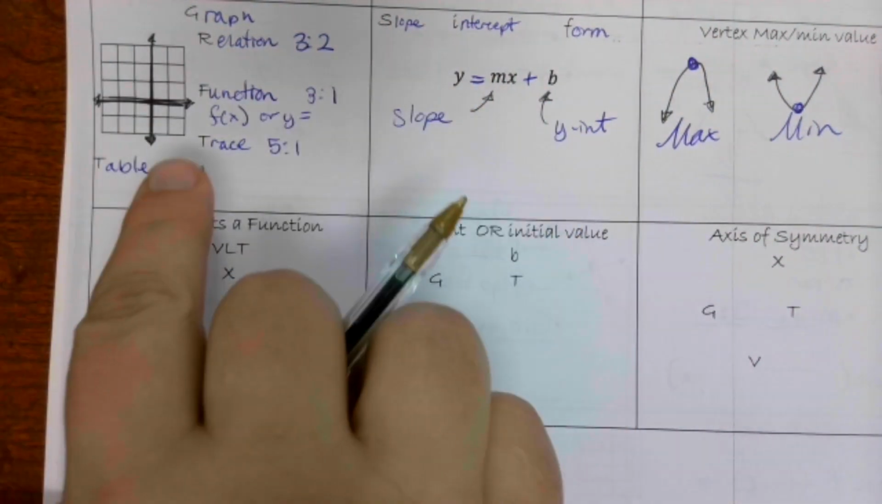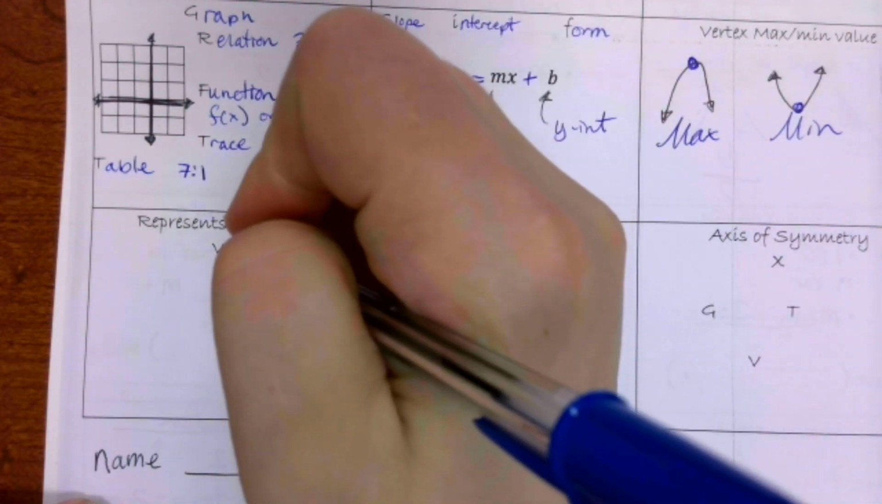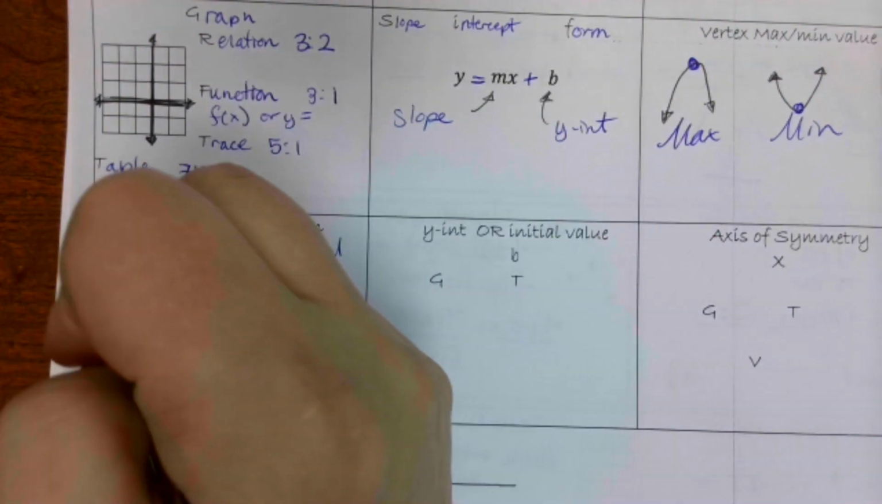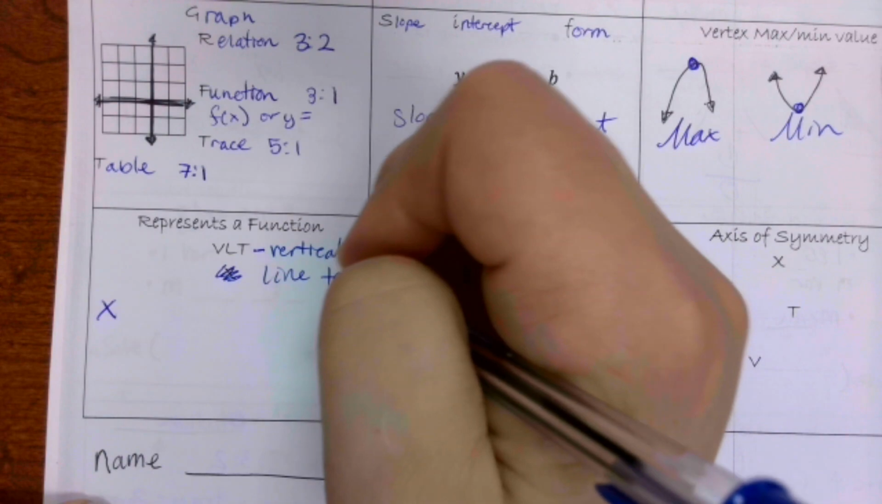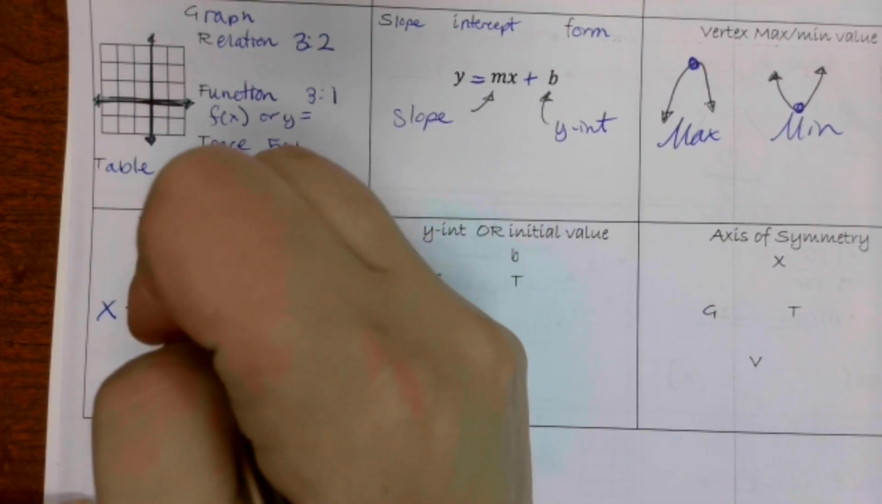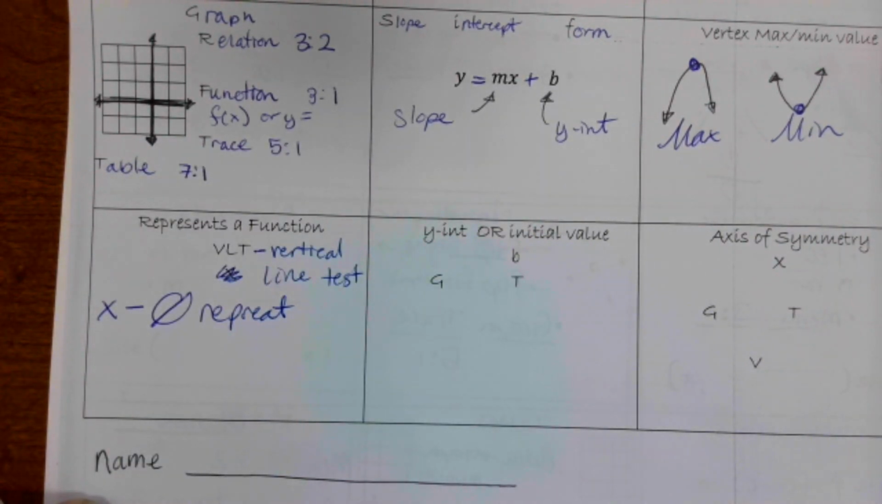Okay, if it represents a function, you need to do the vertical line test. I'm moving this x, there's not enough room. The x can go over here. Vertical line test. X's cannot repeat. If the x repeats, it is not a function.